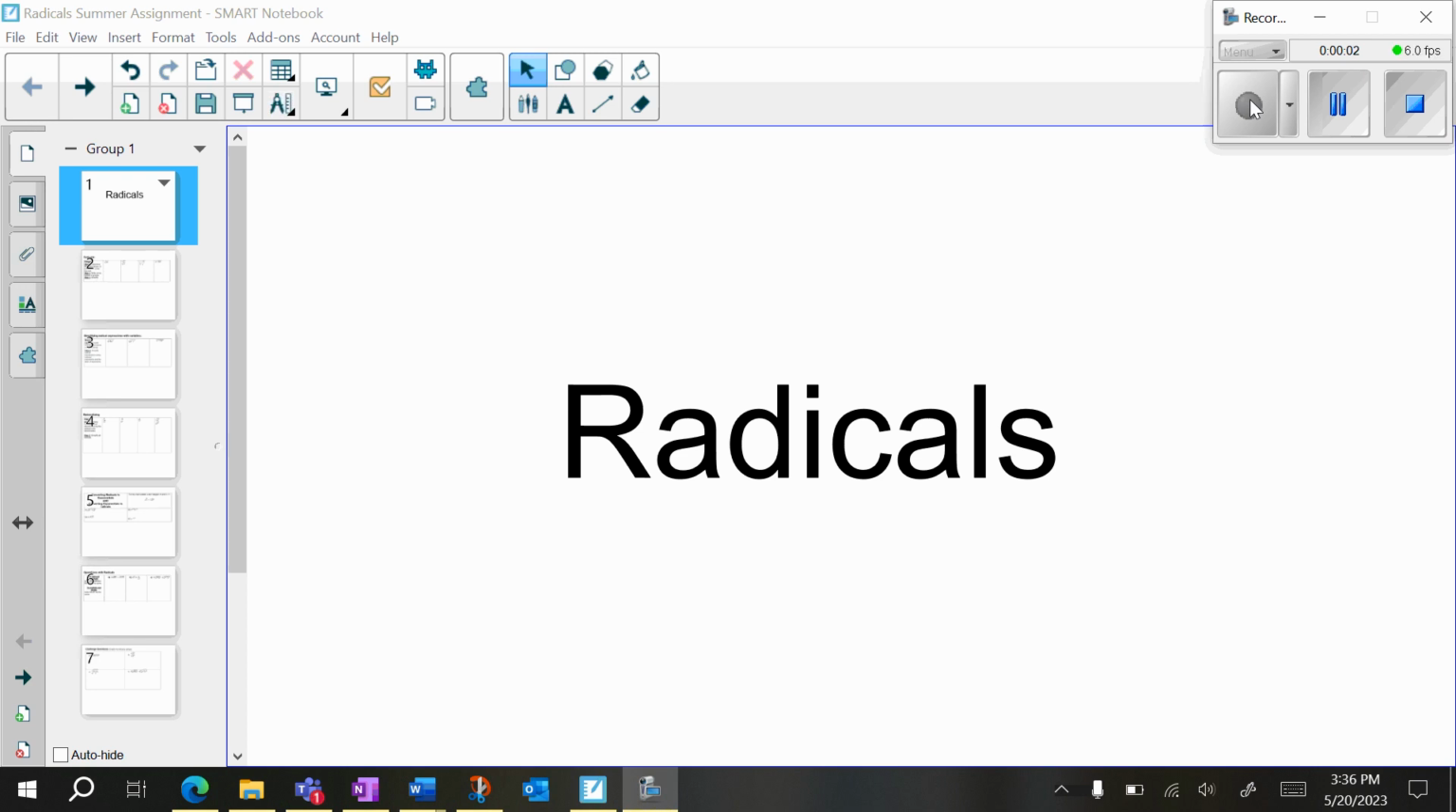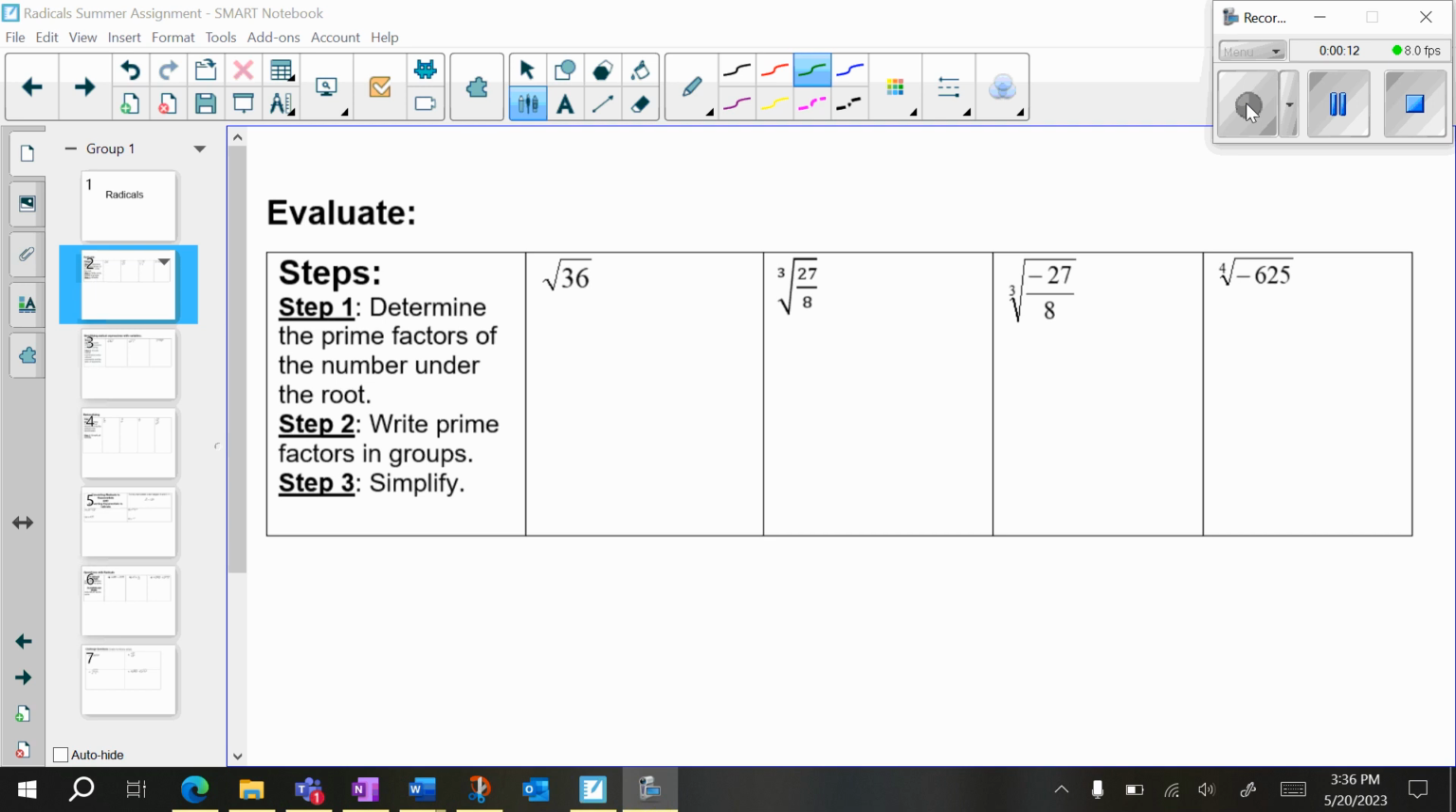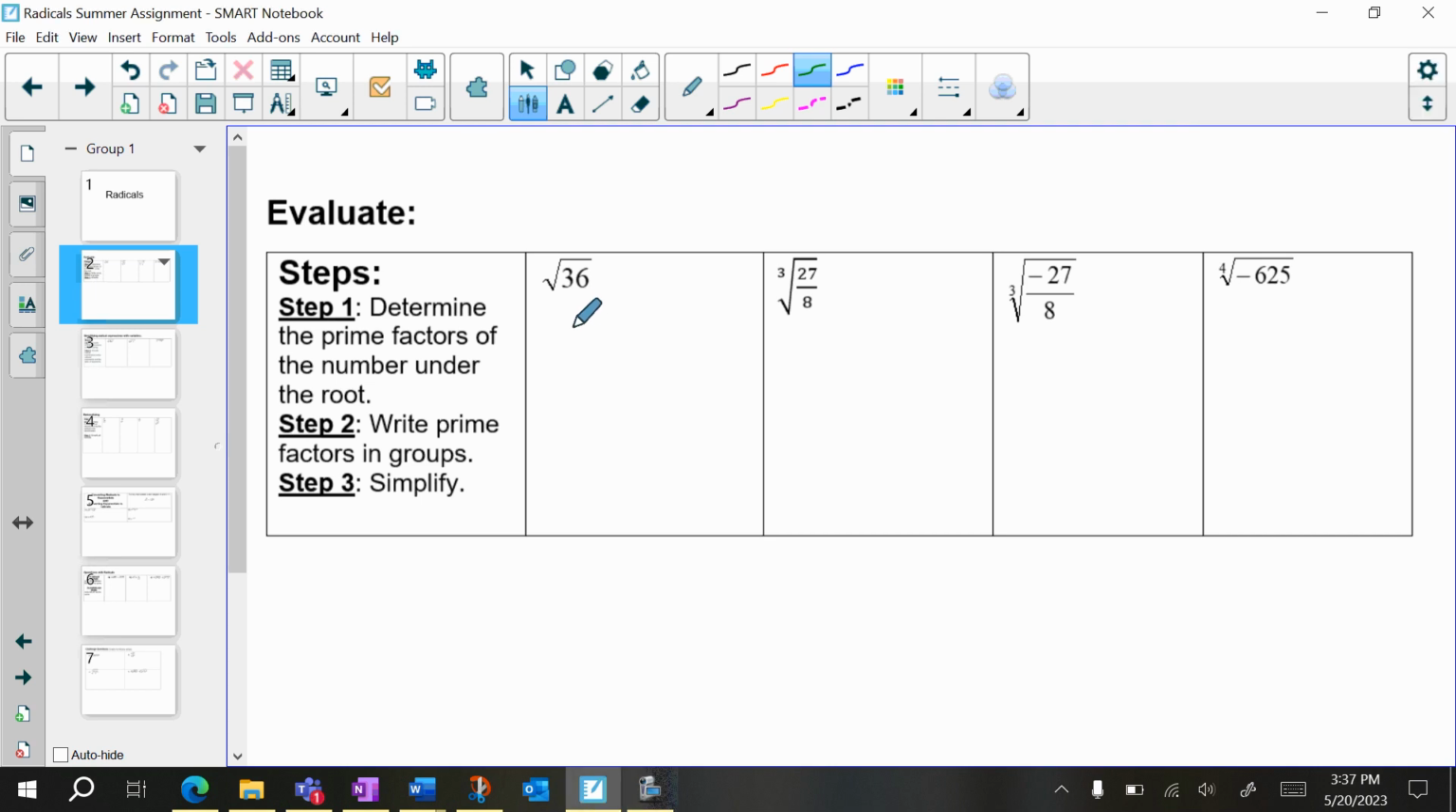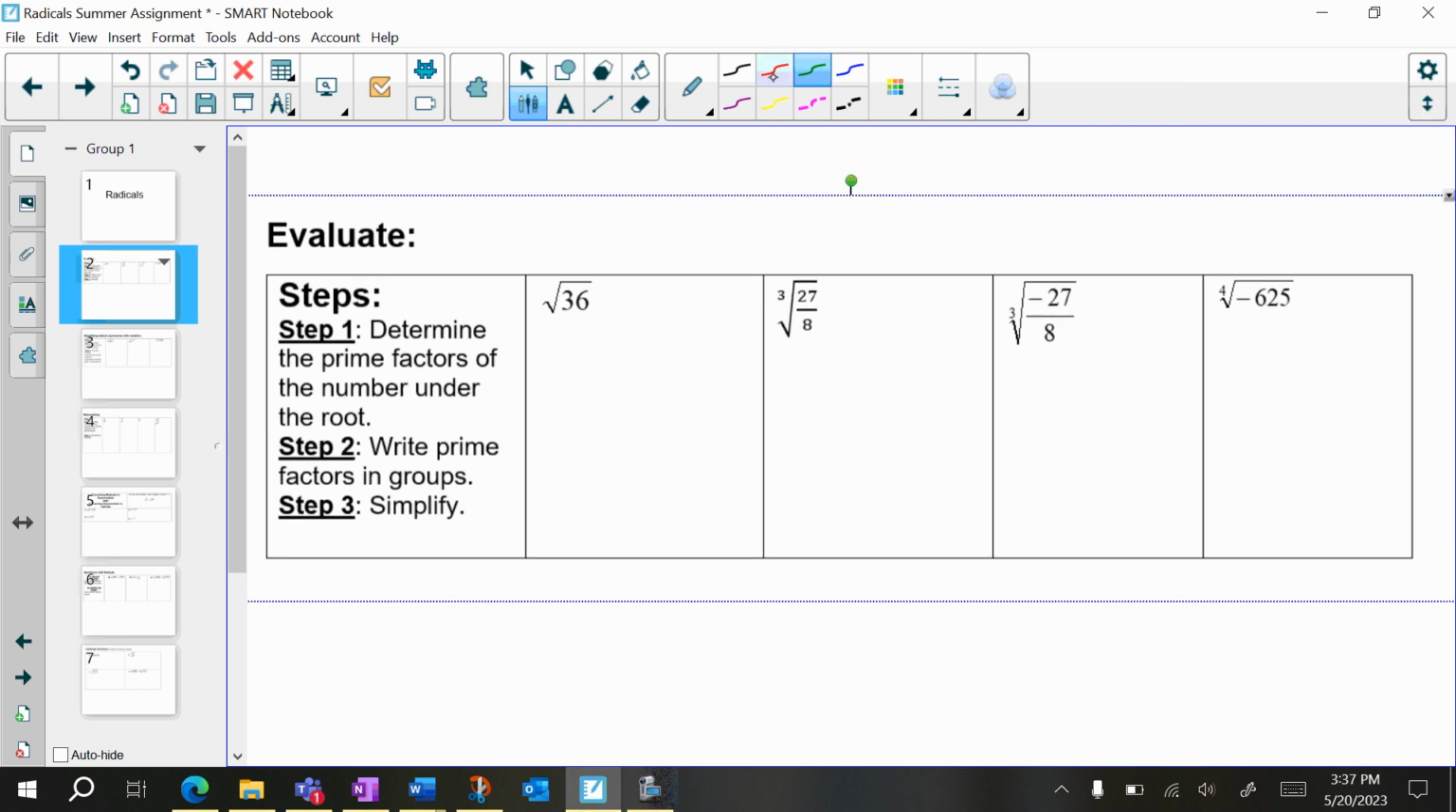Hi everyone, in this video we're going to be evaluating, simplifying, rationalizing, converting, and performing operations with radicals. First, let's evaluate radicals. Here are the following steps. Step 1, determine the prime factors of the number under the root. Step 2, write prime factors in groups. And step 3, simplify. So we all know that radical 36 is positive or negative 6.